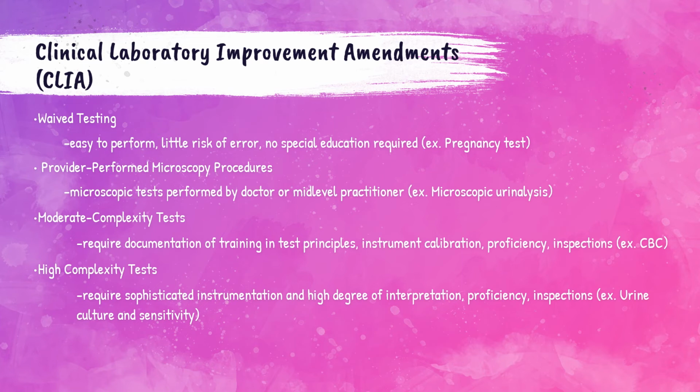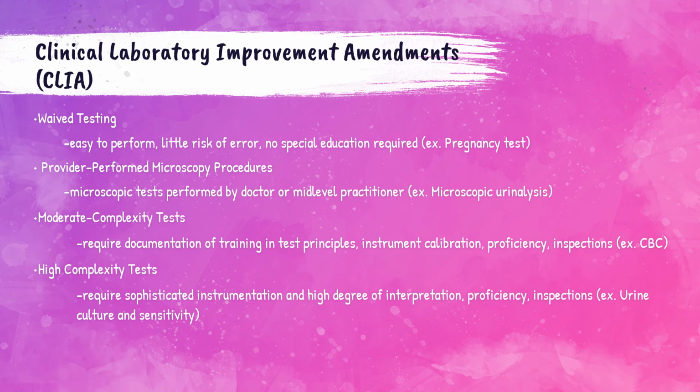High complexity tests are those that CLIA has determined require sophisticated instrumentation and require a high degree of interpretation. These tests also require proficiency testing, and any laboratory who performs these tests must be periodically inspected. An example of a high complexity test is urine culture and sensitivity.